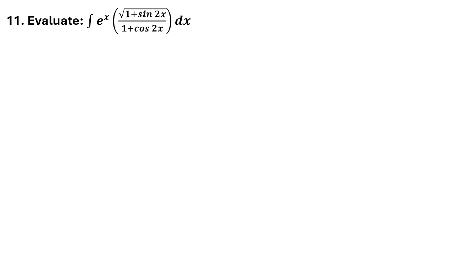E power x into square root of 1 plus sin 2x by 1 plus cos 2x. Now this is a problem where already we have discussed. E power x multiply any term comes, it will be a function plus its derivative. But it may not be directly available to you. You have to do some adjustment. Let us see what type of thing we have to do.